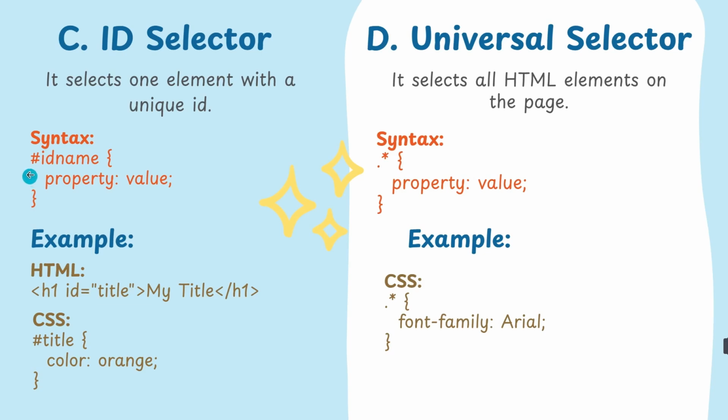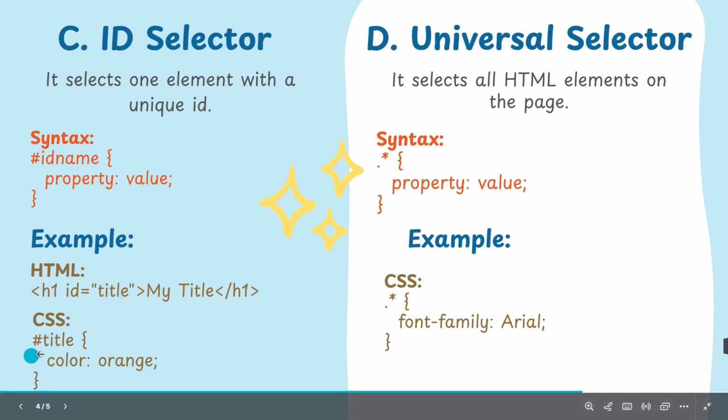So here the syntax looks like hash ID name. Here we have to use the hash operator, and we are supposed to specify the property and value. So the ID value is equal to title here, and we are going to specify #title with color: orange.